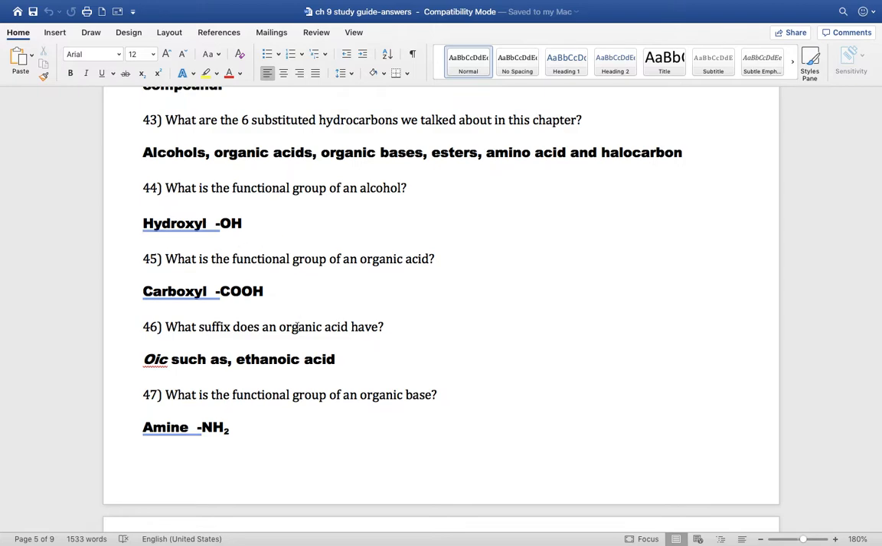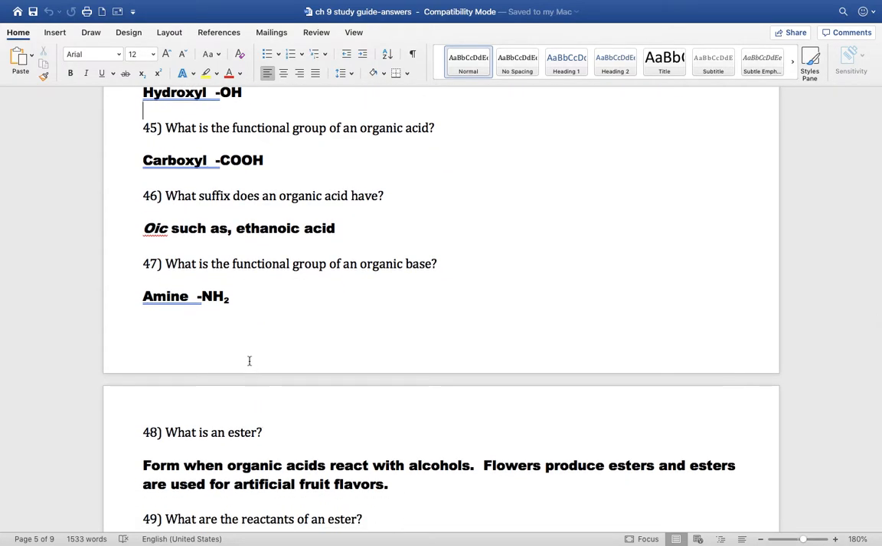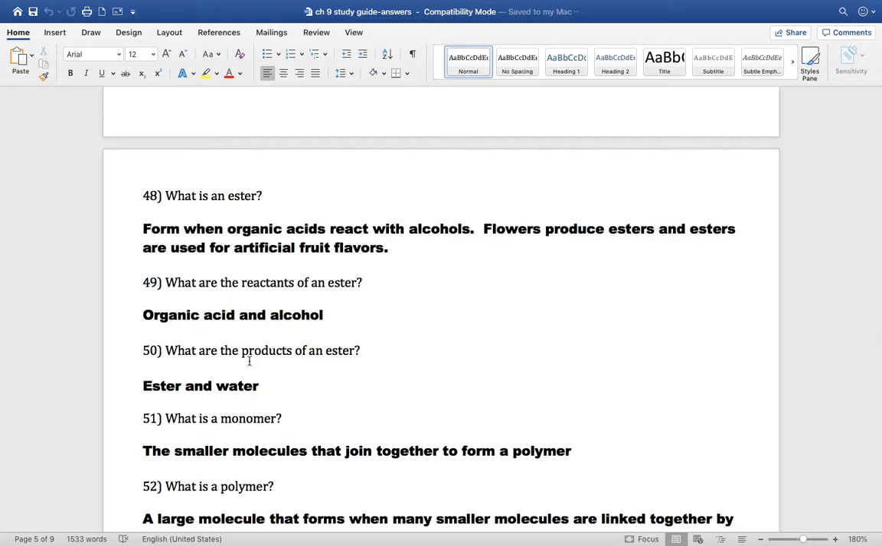What suffix does an organic acid have? An ic, like ethanoic acid. What is the functional group of an organic base? It's an amine group, and the compound is NH2. 46, what's an ester? It forms when organic acids react with alcohols. So an alcohol and an organic acid react and produce esters and water. The reactants are organic acids and alcohols, and the products are going to be ester and water.